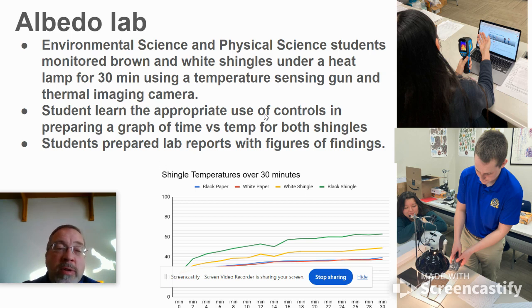They learned the appropriate use of controls in this experiment. They developed a graph of temperature versus time for both shingles, along with appropriate controls. They wrote up lab reports based on this, and here's an example of an increase in temperature and thermal energy of the darker shingle on top in green versus the lighter one in yellow, as well as the white paper controls in the two lines, red and blue, below that.